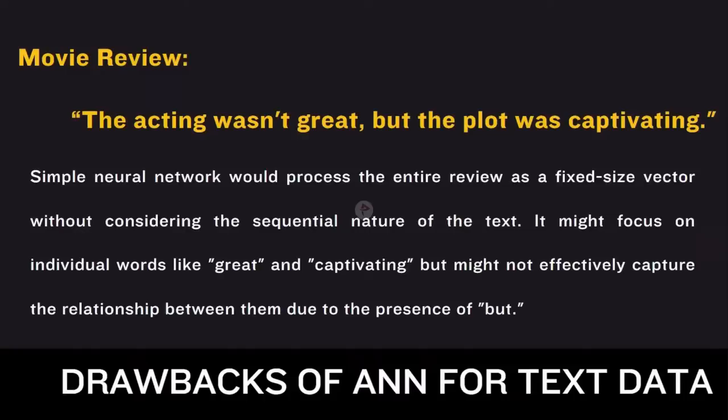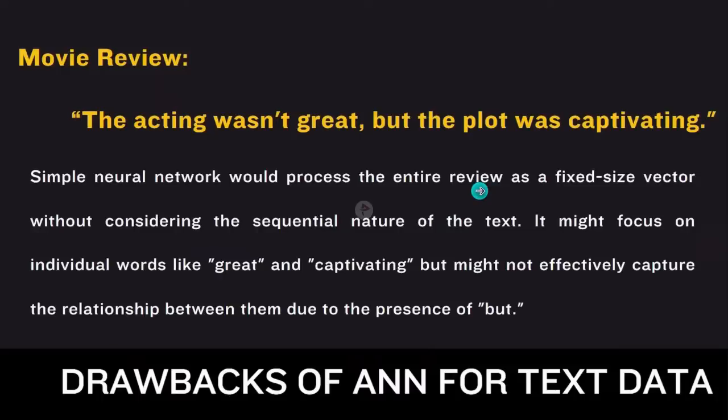But the ANNs can't extract this because they just process acting, then they process wasn't, then they process great, and so on. So if you reach a but, they don't know what words you had previously. This is the memory we are talking about. They don't know what happened in the past, and they don't know what happens in the future.